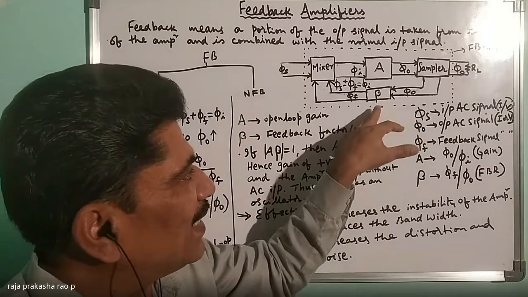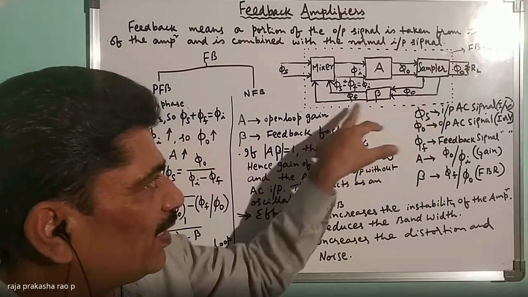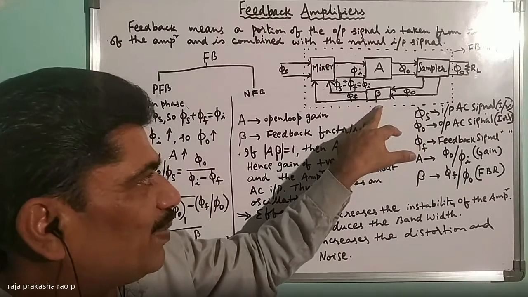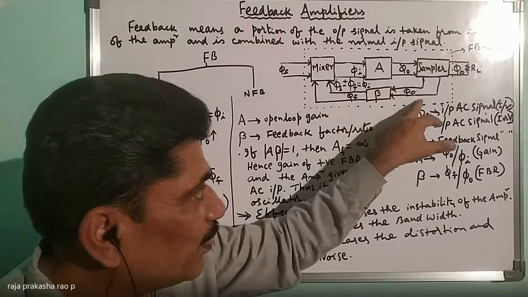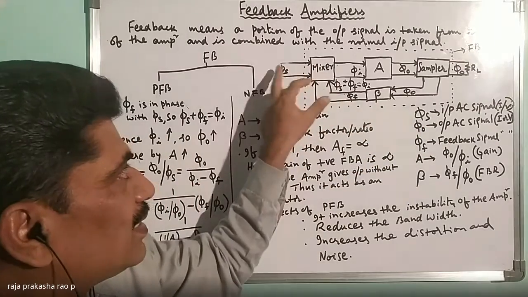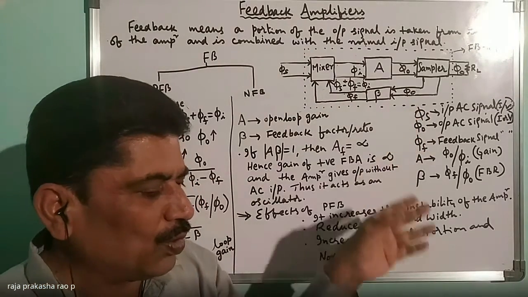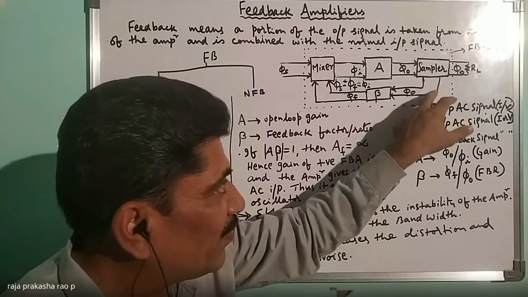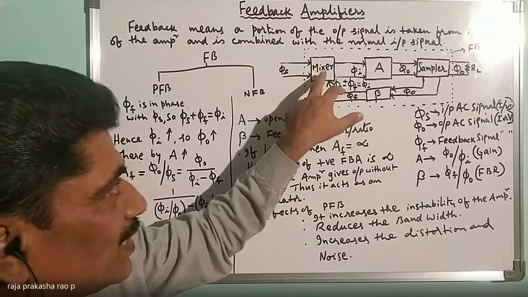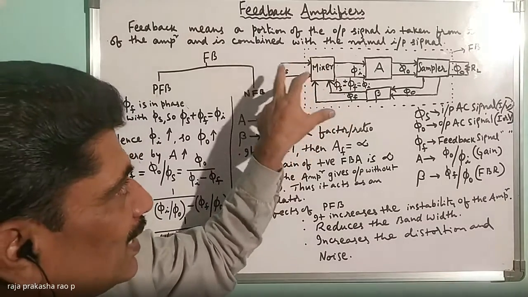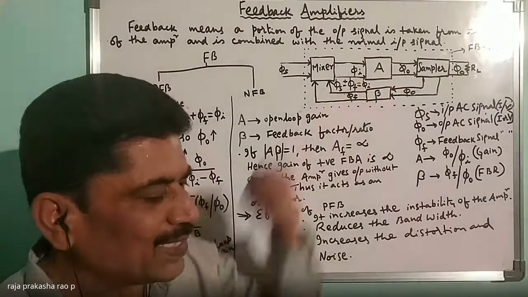If beta is equal to 1, the complete φ0 will be available at the output of this feedback network. If it is 0.5, only 50% will be available here. That will be mixed with this input signal φS. And if it is 0.2, then only 20% of this φ0 is available. That is nothing but the φF. That is mixed with this φS by using this mixer. The mixer will mix up this input signal and this φF, and it is made available to the input of this basic amplifier.